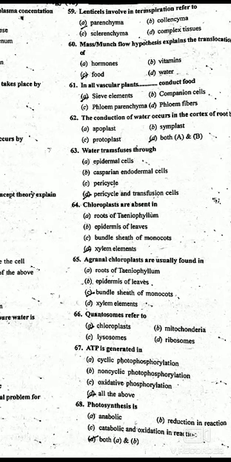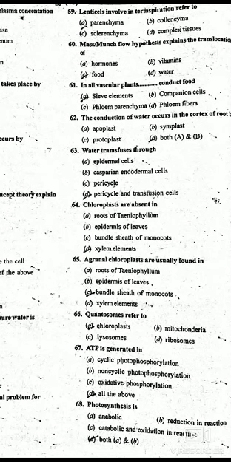B, symplast way. This method is apoplast and symplast. 63. Water transfuses through D, pericycle and transfusion cells. 64. Chloroplasts are absent in D, xylem elements. 65. Agranal chloroplasts are usually found in C, bundle sheath of the monocots. 66. Quantasomes are referred to option A, chloroplast.